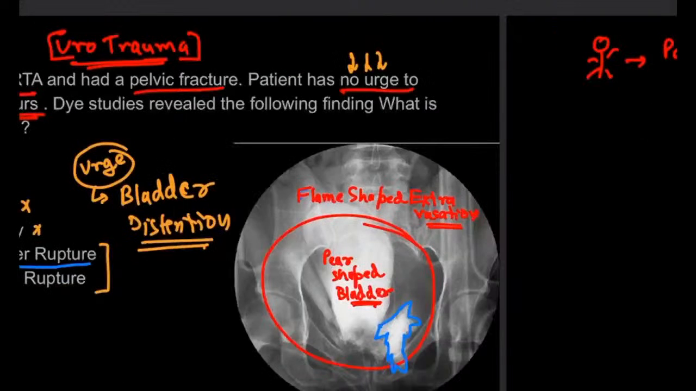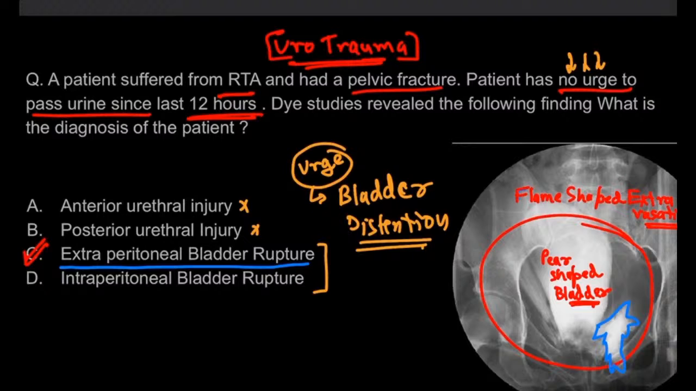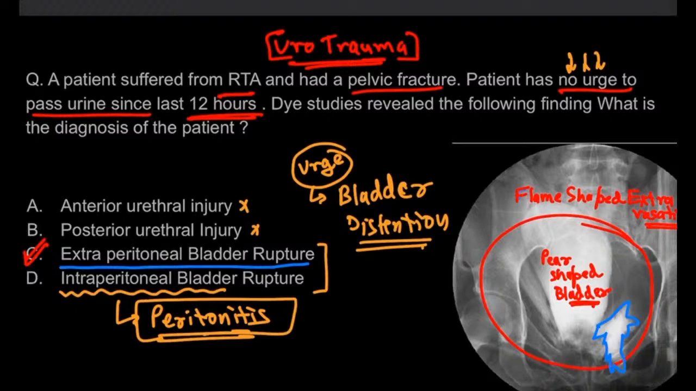If this question were asking about the intraperitoneal bladder rupture, what would have been in the options? What would have been in the clinical scenario? In the clinical scenario, if they say that there is a patient who is presenting with peritonitis, then you say that this is a patient who is suffering from an intraperitoneal bladder rupture.